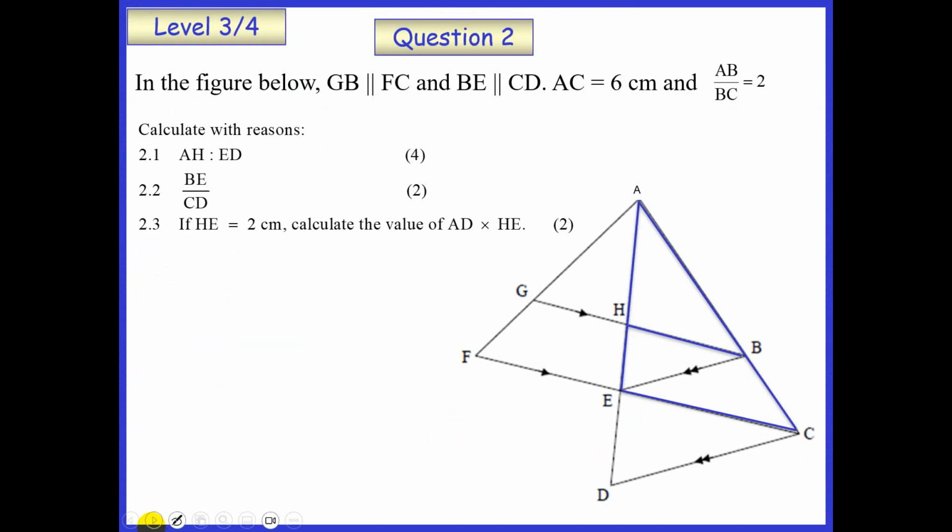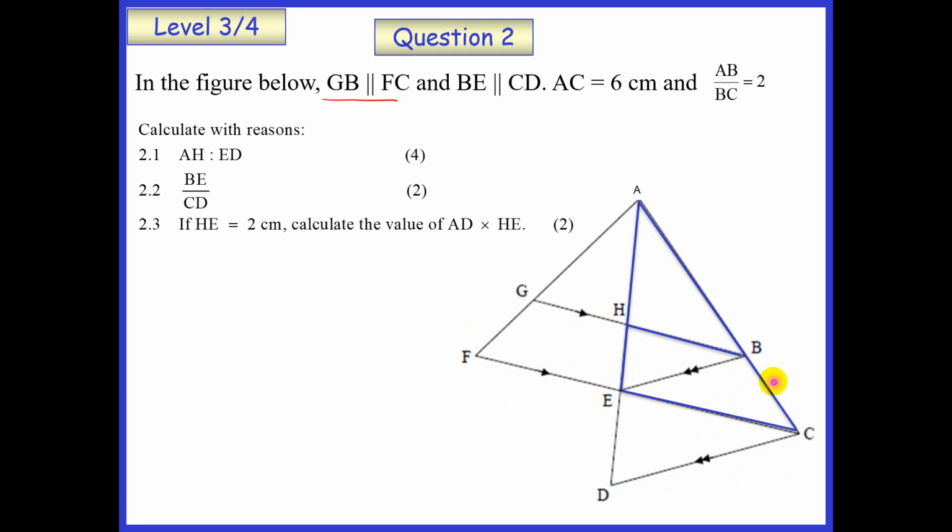Okay, we're going to move on to a little bit of a more interesting question, I would say. And if we look at this question, it states that in the figure, GB is parallel to FC. And it's indicated for us in the diagram. GB is this entire line, is parallel to FC. And it goes on to tell us that BE is parallel to CD. BE is parallel to CD.